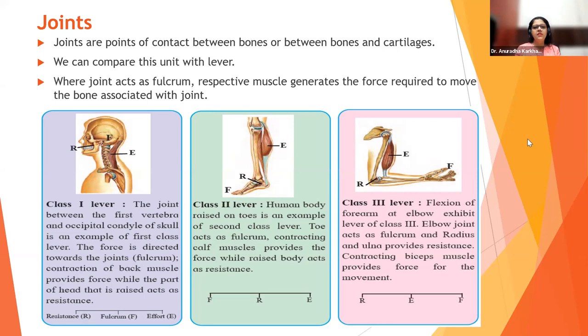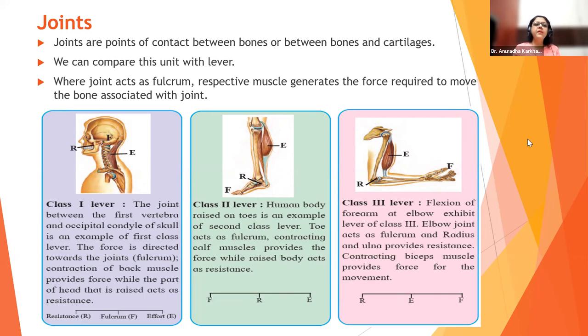Similarly, wrist, elbows, any joint you can take. It is only possible because of these joints that the ease of movement is seen in all of us. So that is what they're saying, that it is a point of contact between two bones or between bones and cartilages.